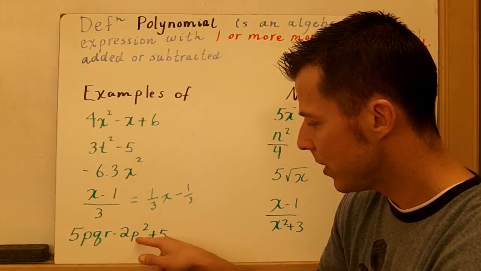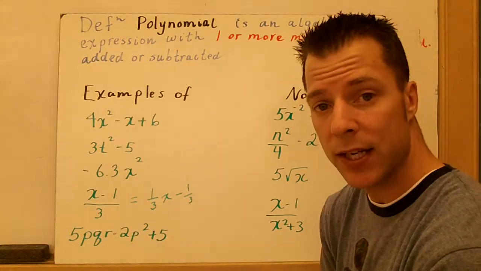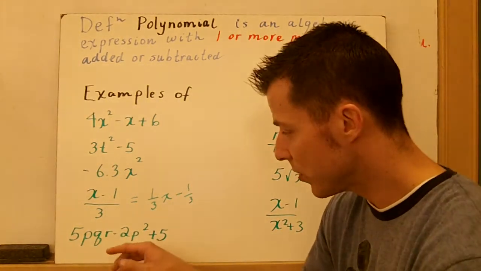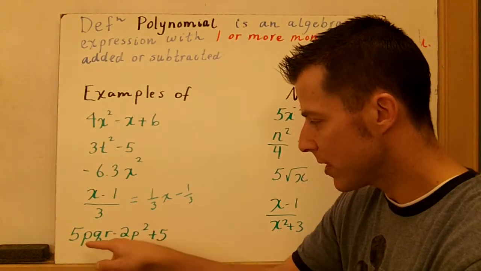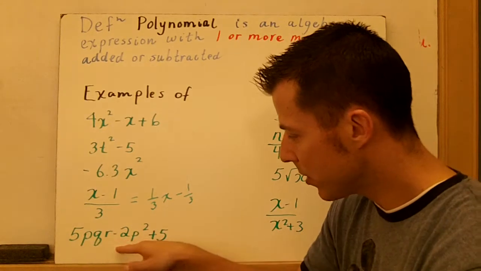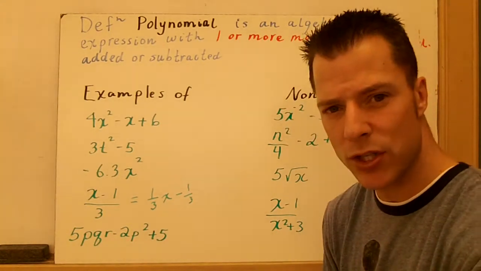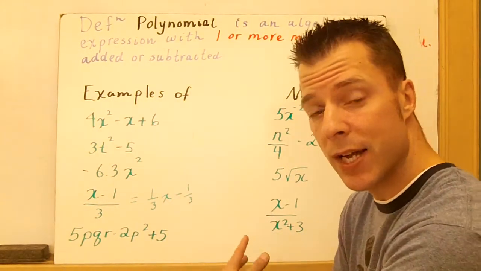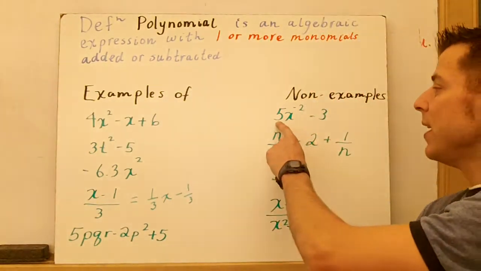5pqr minus 2p squared plus 5. That again is a polynomial. And the key here is to watch the powers, especially. All my powers are positive, 1, 1, 1, and squared. They're all being multiplied. When you get into the division and negative numbers, you'll see what are not polynomials. So let's look at some non-polynomials.